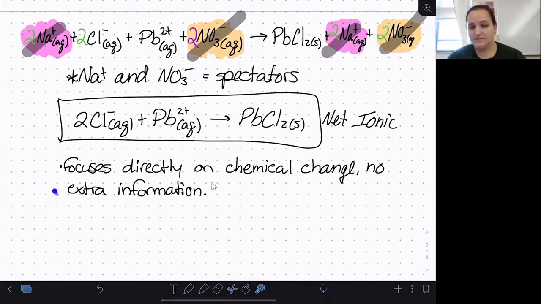But for the most part, net ionics are great. They're short and sweet. They focus right on what's happening. They depict accurately how those things exist, that the lead and the chloride are separate ions, and then they attach to one another. So we'll be writing a lot of net ionic equations as the semester progresses in this unit and beyond, but you should be comfortable with all 3 of these types and converting in between them as well.